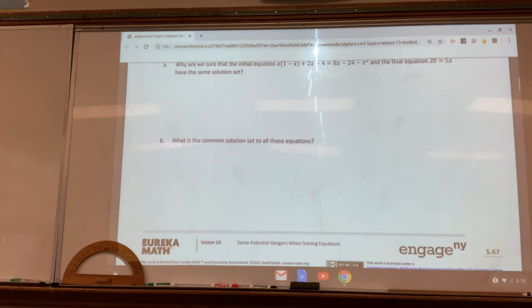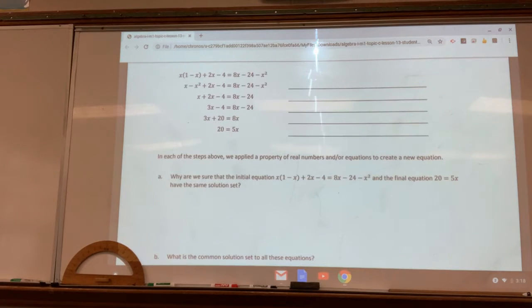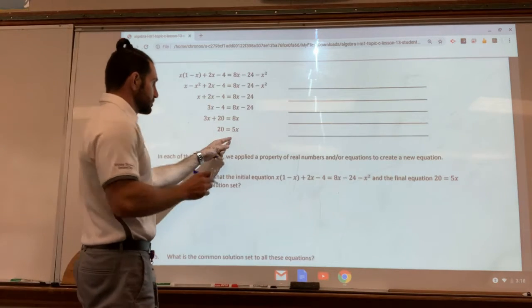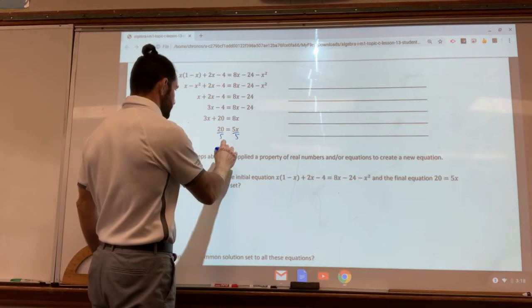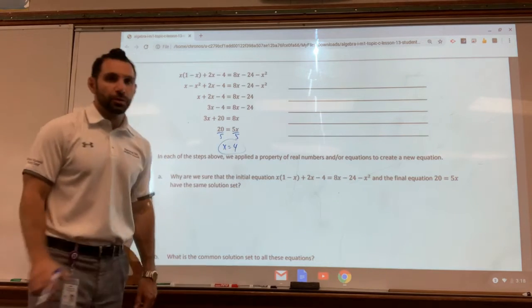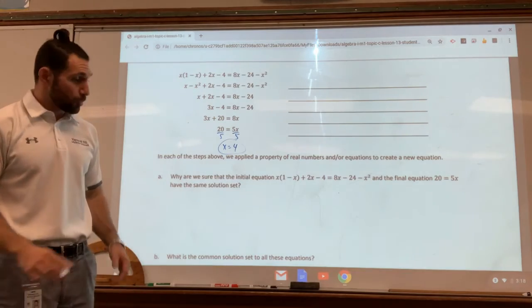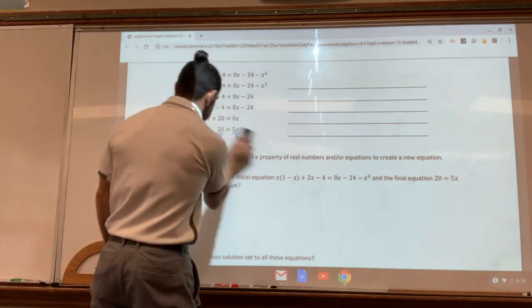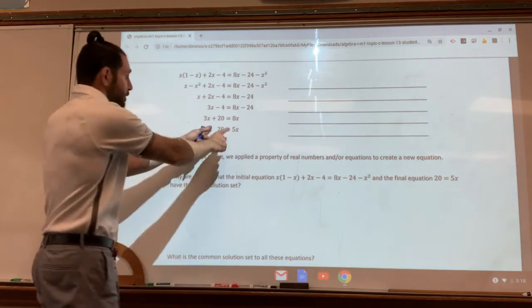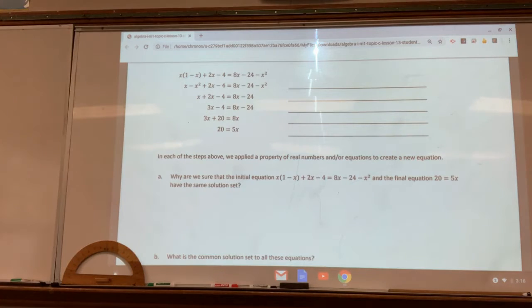What is the common solution set to these equations? Oh, well, divide by 5. X equals 4. All you have to do is solve it. So the common solution set is 4. It would work for both of them. How can I be sure? Well, we brought it down to a simpler equation for ourselves.